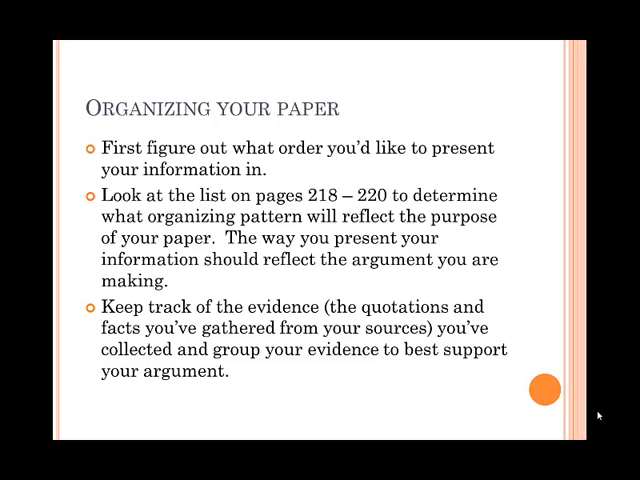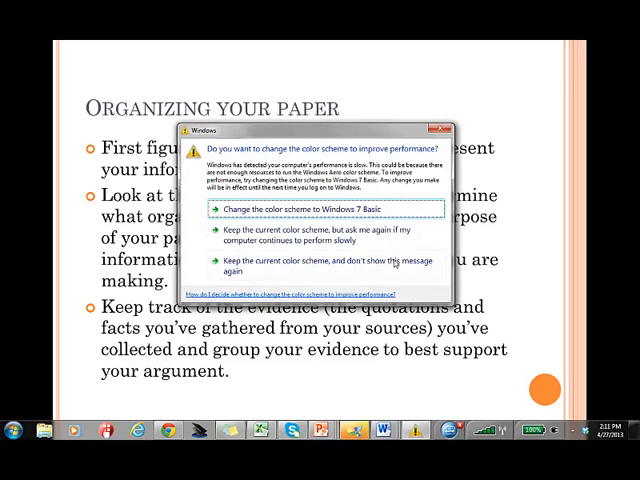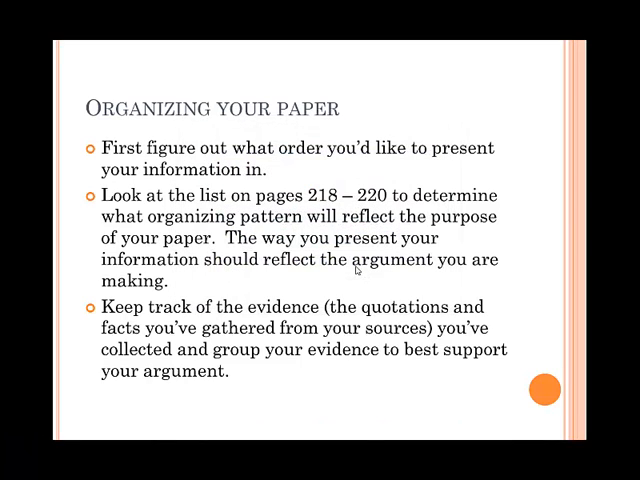So the first thing you need to think about is organizing your paper. You want to figure out what order you'd like to present your information in, because it makes a very big difference. If you look at the list on pages 218 to 220, there's a wonderful list of all the different types of organizational patterns that exist. And if you look through these, it might help you figure out which structure will work best for the purpose of your paper. And it will be the best way for you to structure your argument.